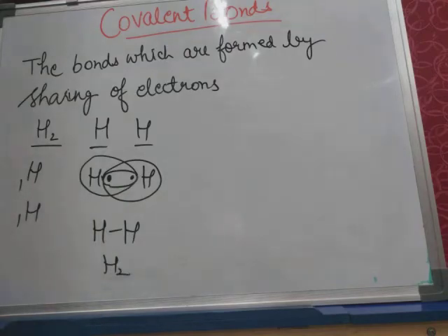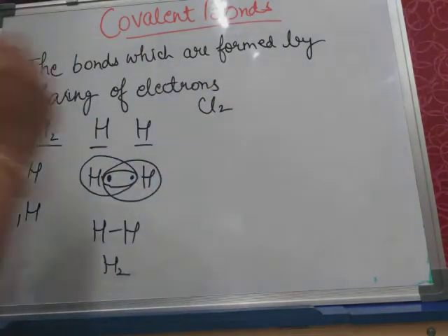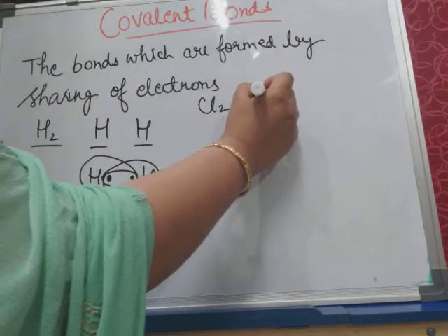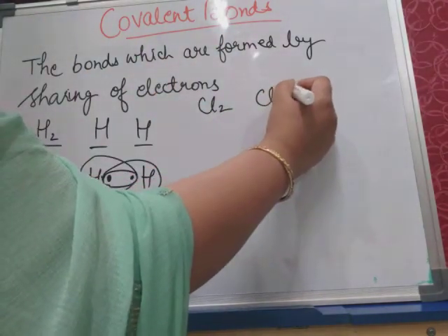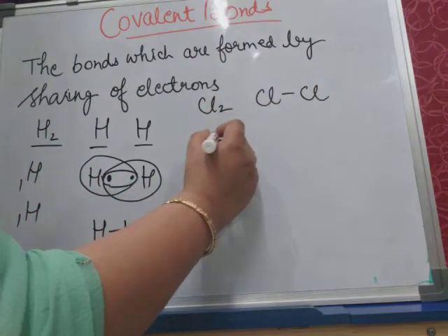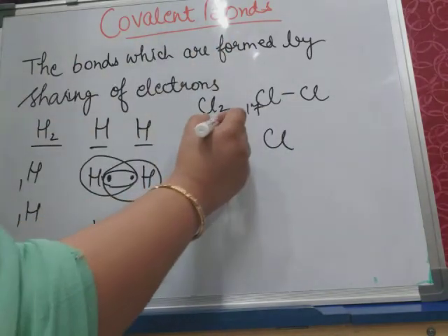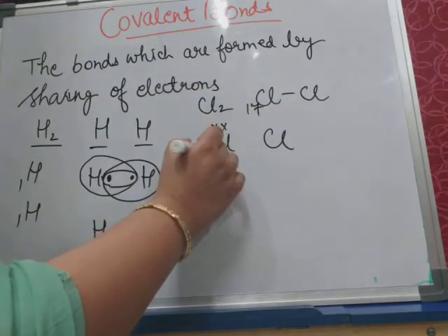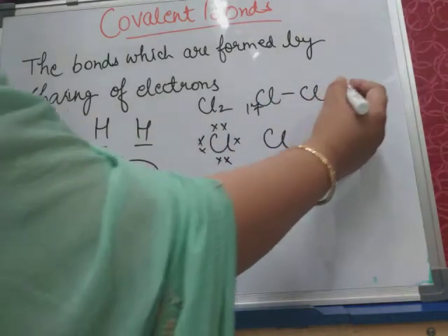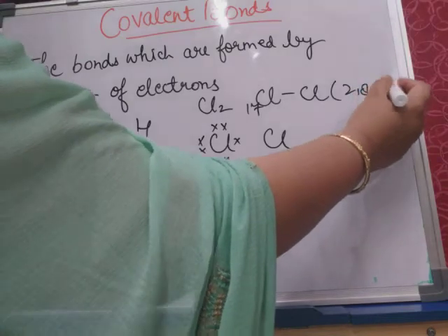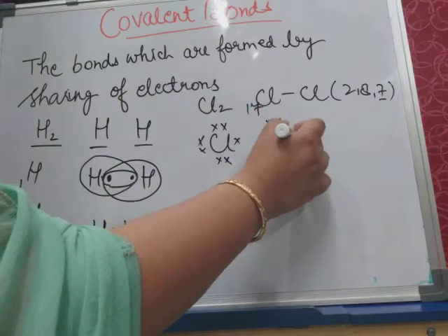Similarly, we'll take an example of chlorine. Chlorine, if you are talking about Cl2, because chlorine atom cannot exist independently, it always exists as Cl2. So here two chlorine atoms will be present. We know that atomic number of chlorine is 17. It means they will have 7 valence electrons in their outermost shell. Yes, electronic configuration is 2, 8, 7. So 7 valence electrons are there. This will also have 7 valence electrons here.